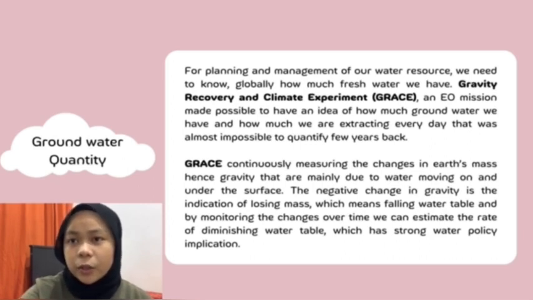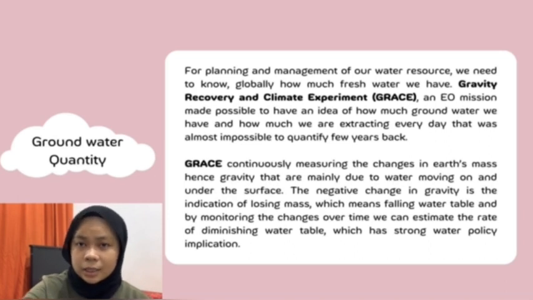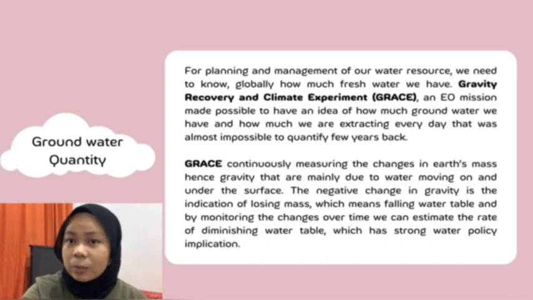GRACE continuously measures the changes in Earth's mass, hence gravity, that are mainly due to water moving on and under the surface. A negative change in gravity is the indication of losing mass, which means a falling water table, and by monitoring the changes over time, we can estimate the rate of diminishing water table, which has strong water policy implication.